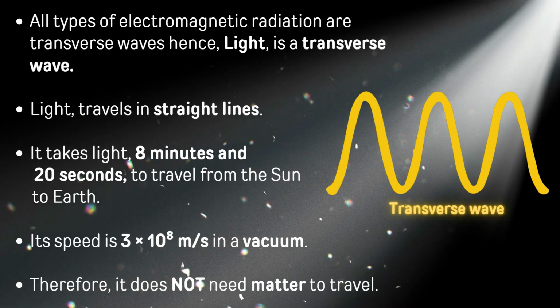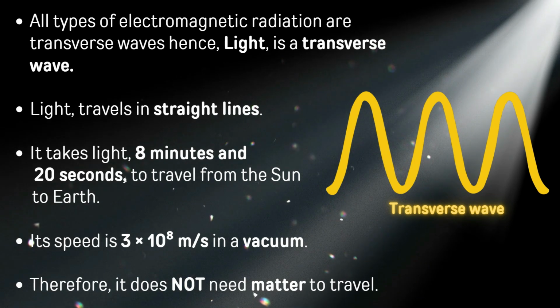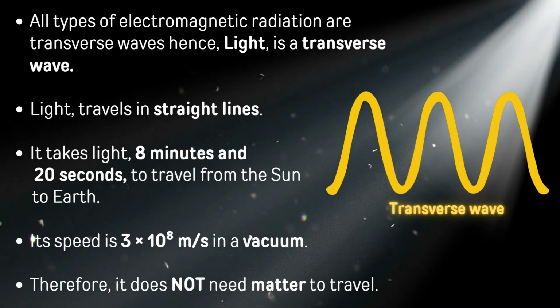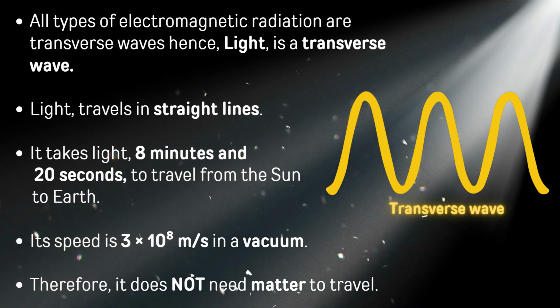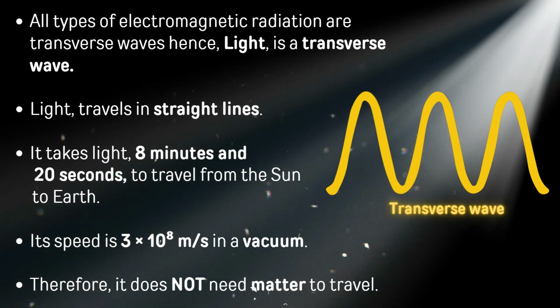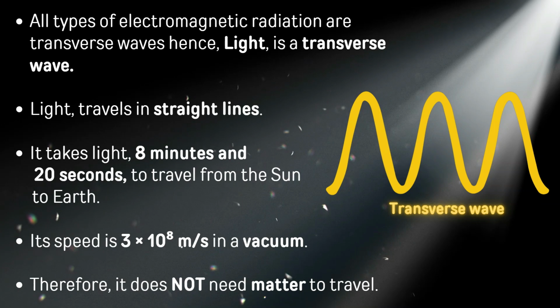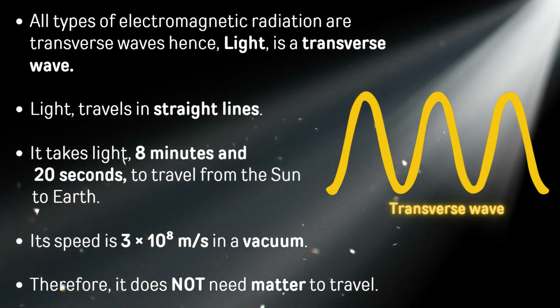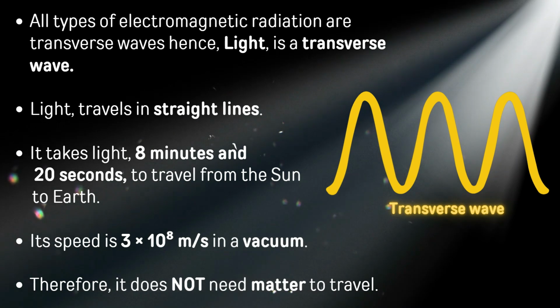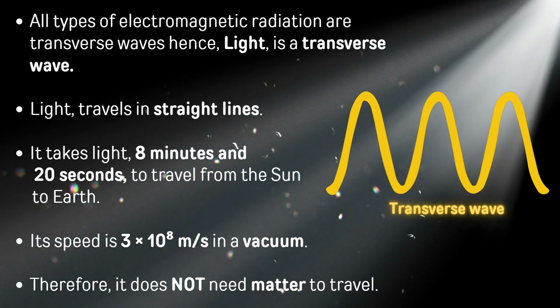All types of electromagnetic radiation are transverse waves. Hence, light is a transverse wave. Light travels in straight lines. It takes light 8 minutes and 20 seconds to travel from the sun to Earth. Its speed is 3 times 10 to the 8 meters per second in a vacuum. Therefore, it does not need matter to travel.